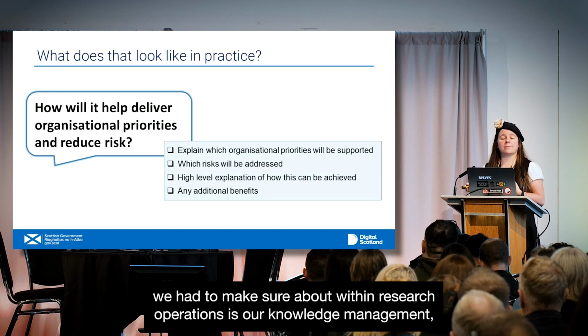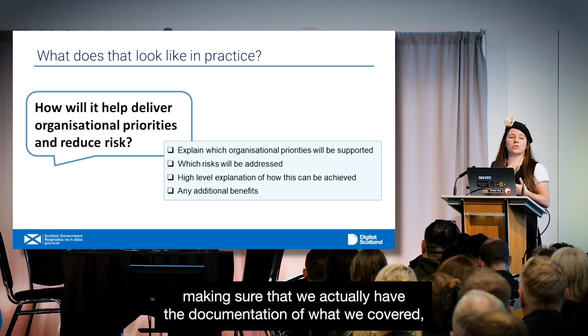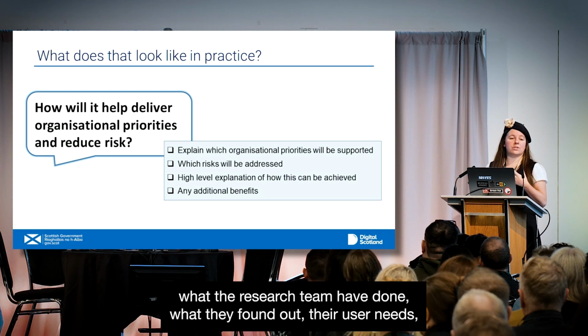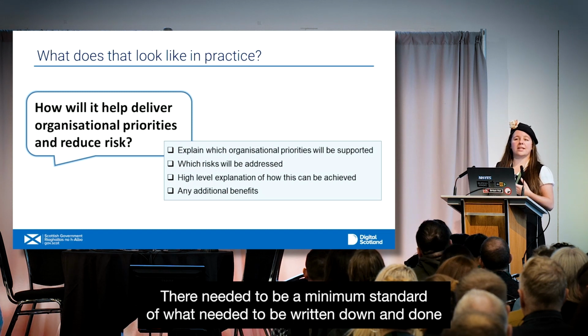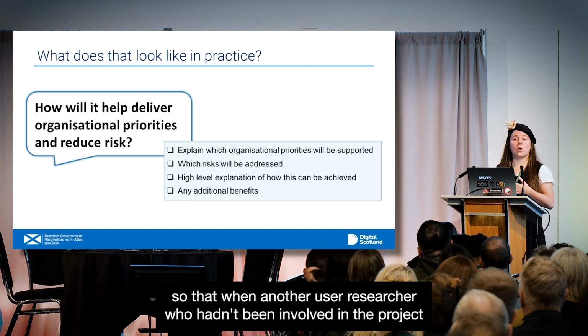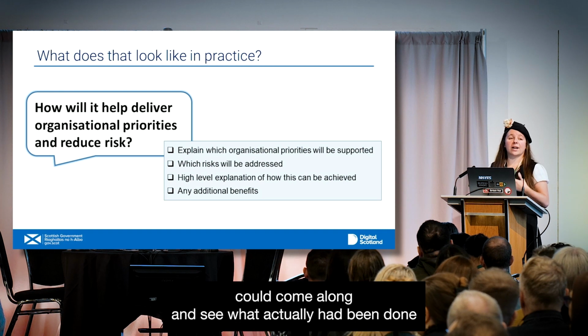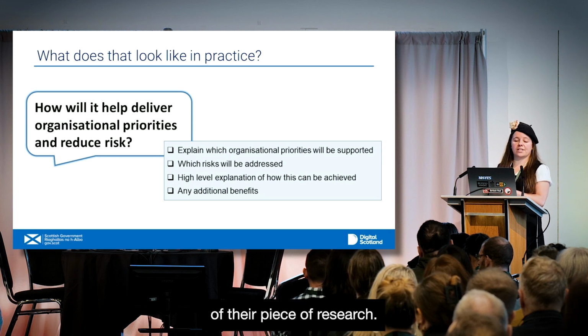So one of the things we had to make sure about within research operations is our knowledge management, making sure that we actually have the documentation of what we've covered, what we've done, what the user research team have done, what they found out, their user needs, all of that stuff. There needed to be a minimum standard of what needed to be written down and done so that when another user researcher who hadn't been involved in the project could come along and see what actually had been done and be able to take those findings and use them as the basis of their piece of research.